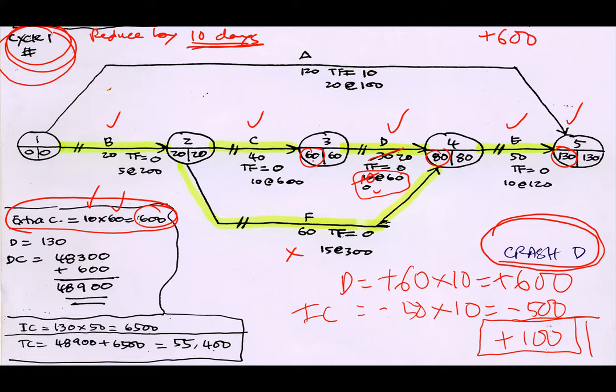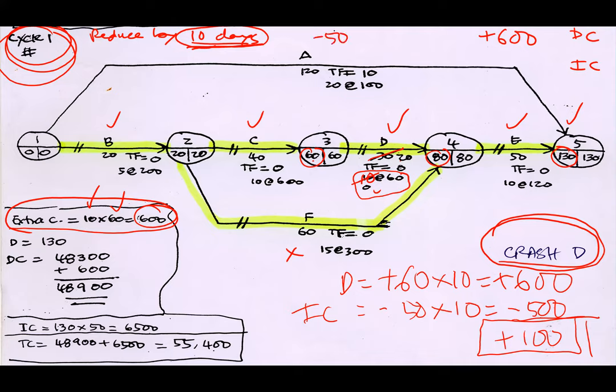But then, this is direct cost. How about indirect cost? Remember, you slash the project from 140 into 130, meaning you already reduced by 10 days. Each day, the indirect cost is 50 ringgit. Actually, you can do this kind of calculation instead of following my note there.